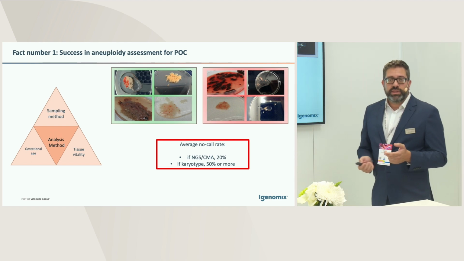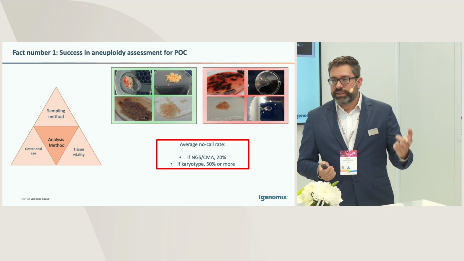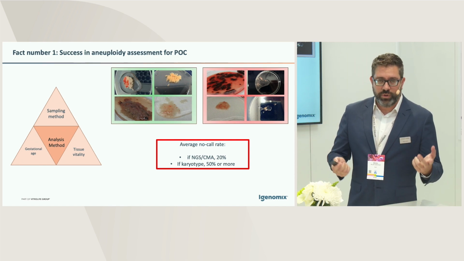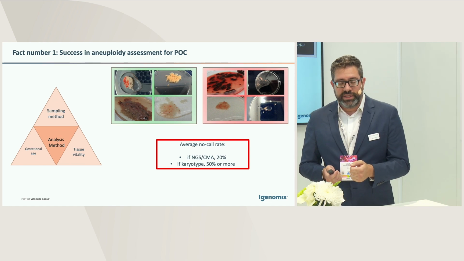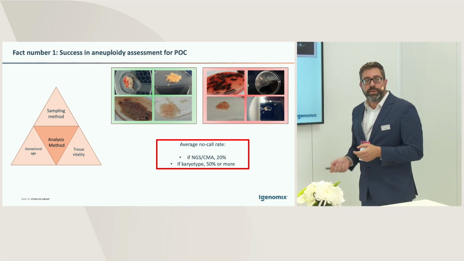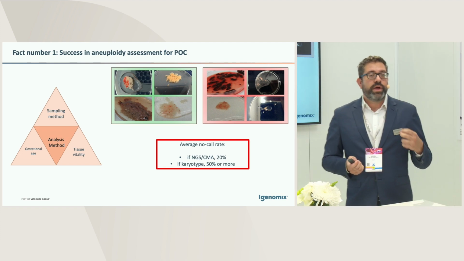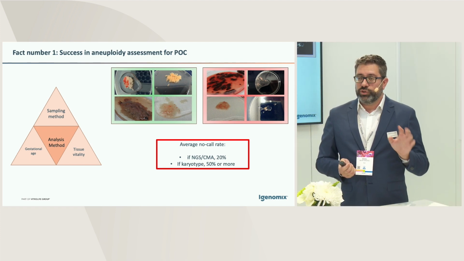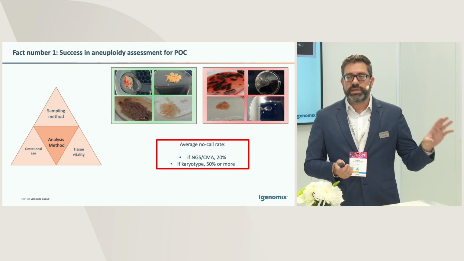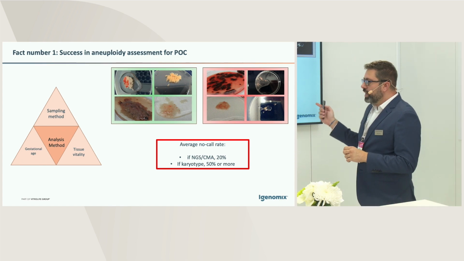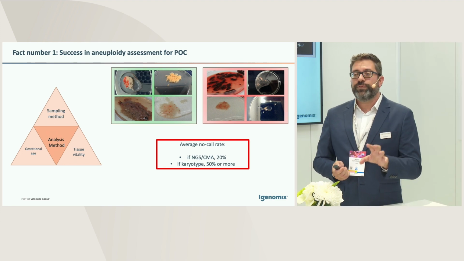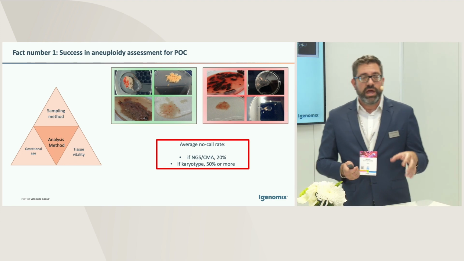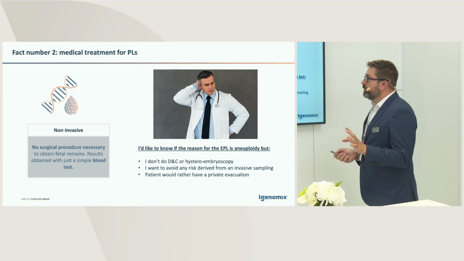It's well accepted that, in general, when we do dilatation and curettage or aspiration to collect this tissue, and we do molecular genetic testing like NGS or chromosomal microarrays, we will have 20% maternal cell contamination, so 20% of patients not having a result. When it comes to other kinds of testing, like karyotyping, we can end up with more than 50% of non-informative cases. So this is our situation. This is fact number one.